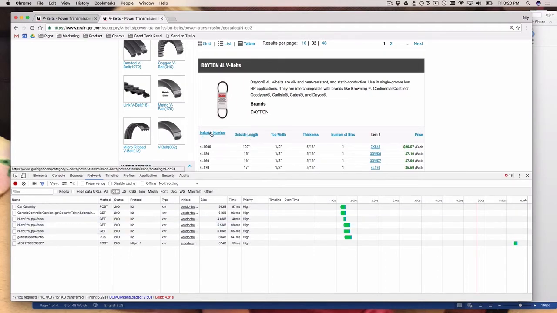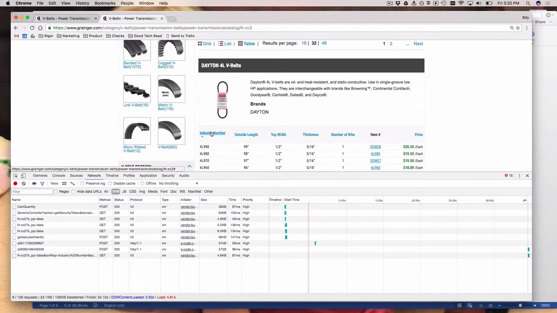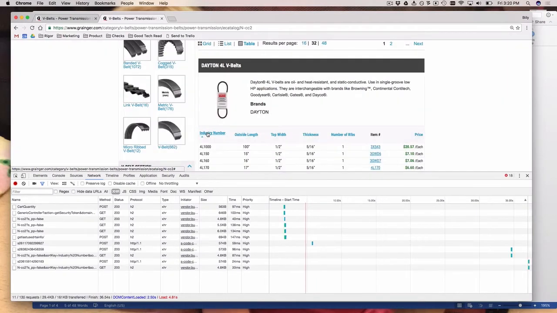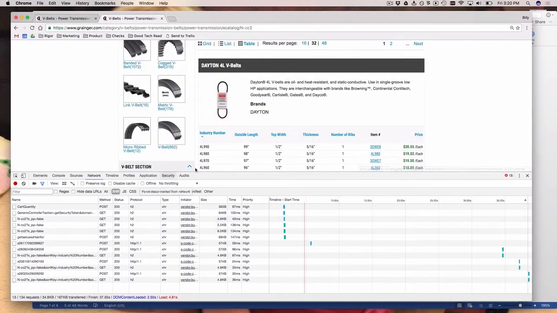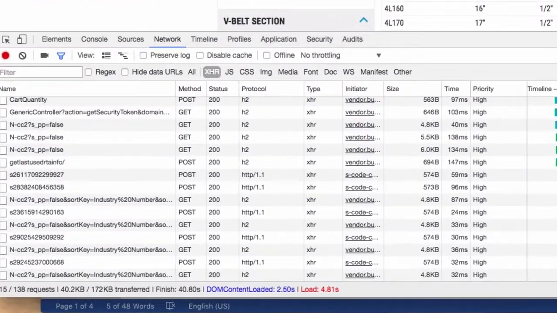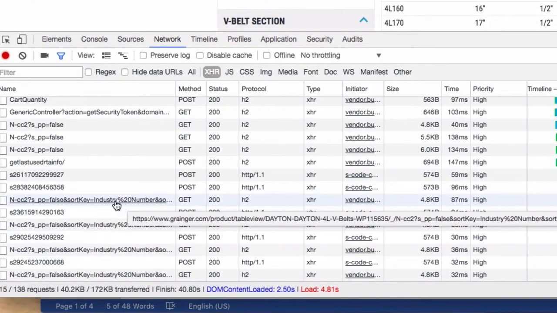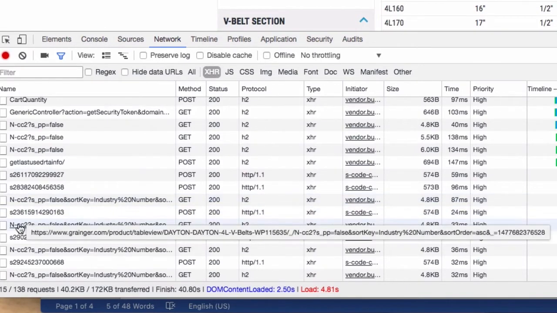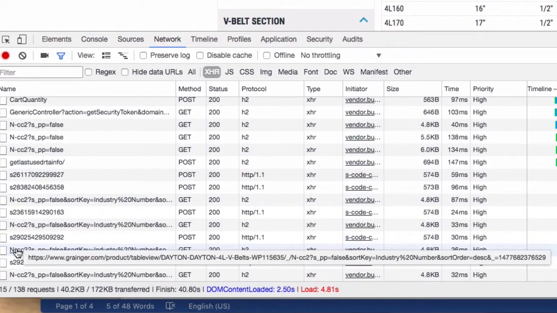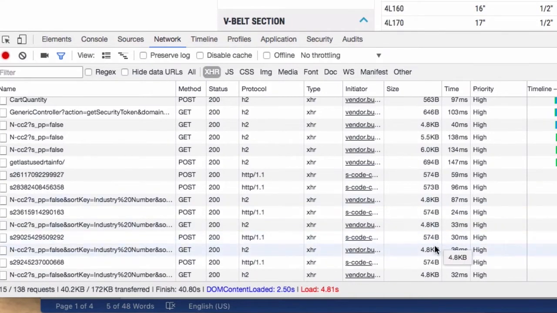We can see that as we sort this data table up and down, it initiates more Ajax calls. Even though I've now sorted this, here it is, sort order descending and then ascending. When I clicked it and I'm back to descending, it fetched the JSON again. And we see the size is the same. We're just getting the same data over and over again. Also a very common practice.